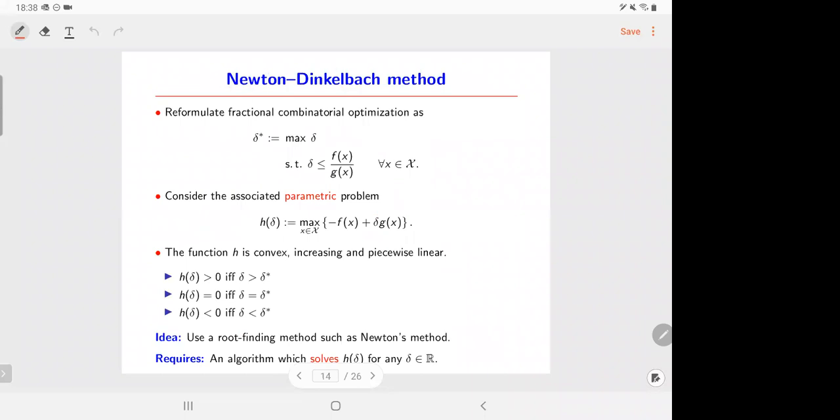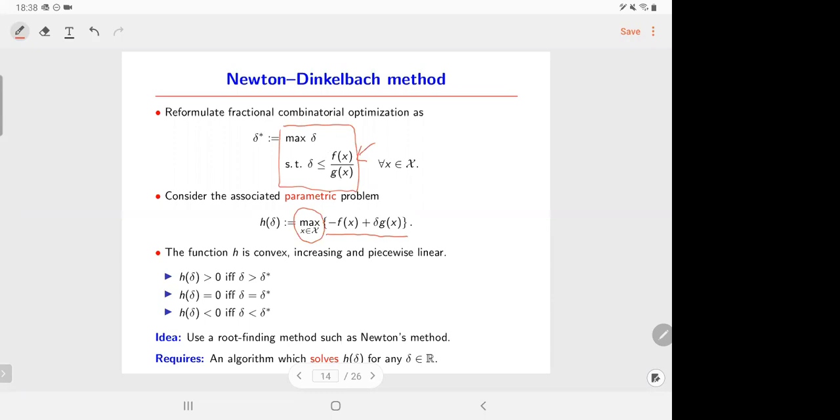First, we reformulate the problem as this optimization problem. And we're trying to solve for delta star. Now, if we rearrange the constraints, then we get this function here. And we are particularly interested in finding the structure that maximizes this function. So we want to find the structure that most violates the inequality of our optimization problem. We will denote this parametric problem as h of delta.